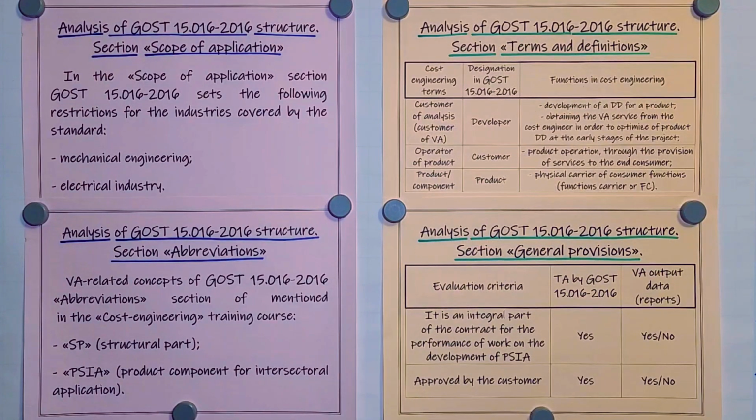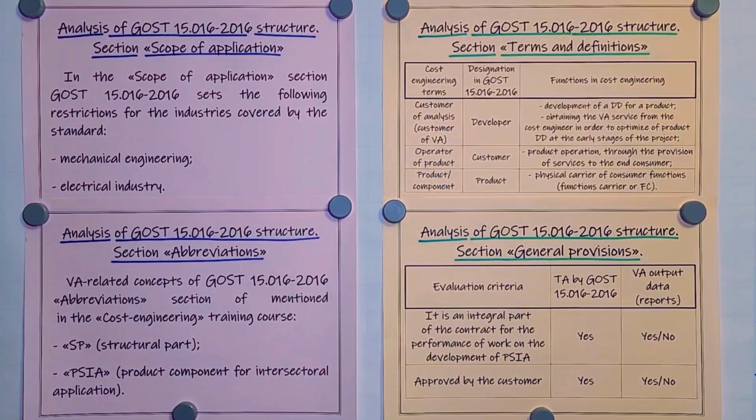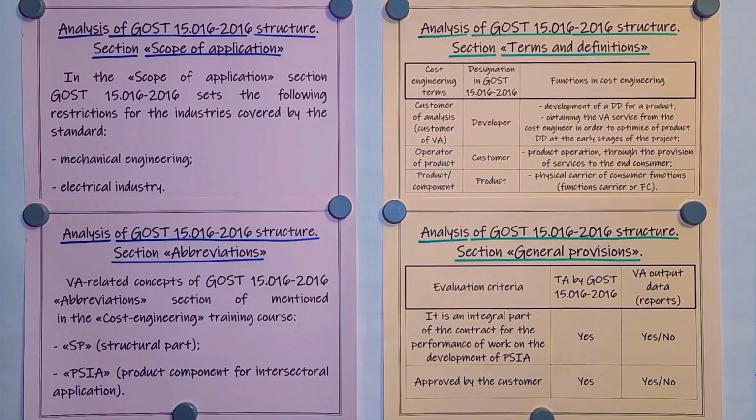What about analysis of the GOST 15016 structure in the section scope of application? The electrotechnical industry, unlike mechanical engineering, isn't included in the list of industries that we consider as part of the cost engineering training course for two main reasons.